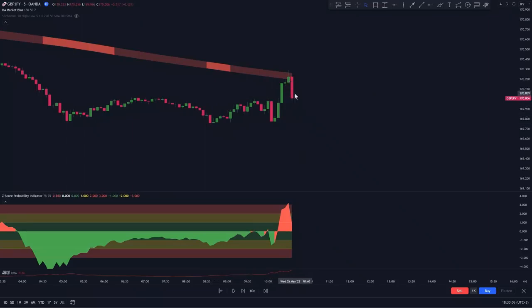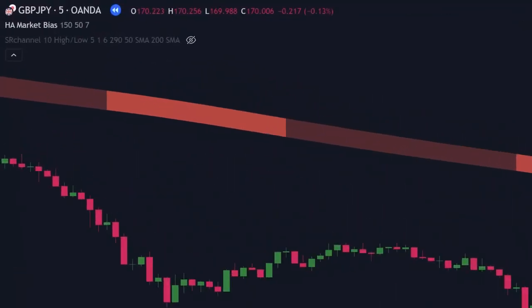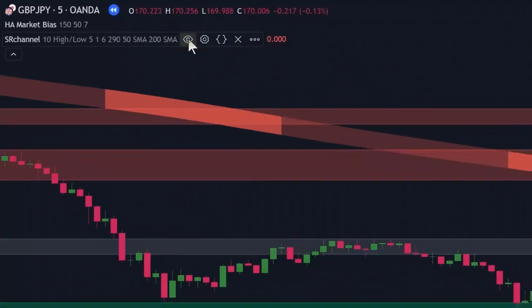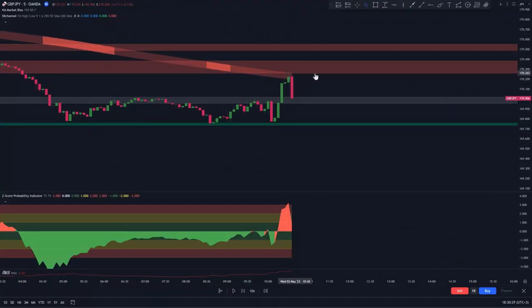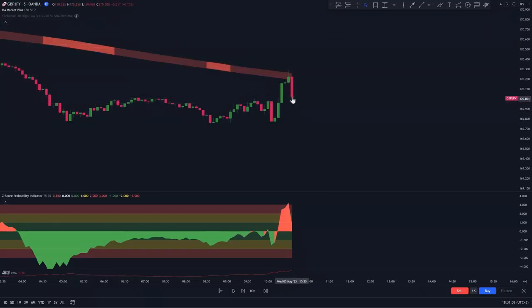Last but not least, we want that potential entry candle to be rejecting off of a resistance level. To confirm that, we just activate the support resistance indicator. And as you can see here, there is this red level right here which indicates a resistance level and the price is rejecting from it. This is going to increase the probability of the price going in the direction of our trade. All our entry conditions are met on this candle, so we're going to enter a short trade here.